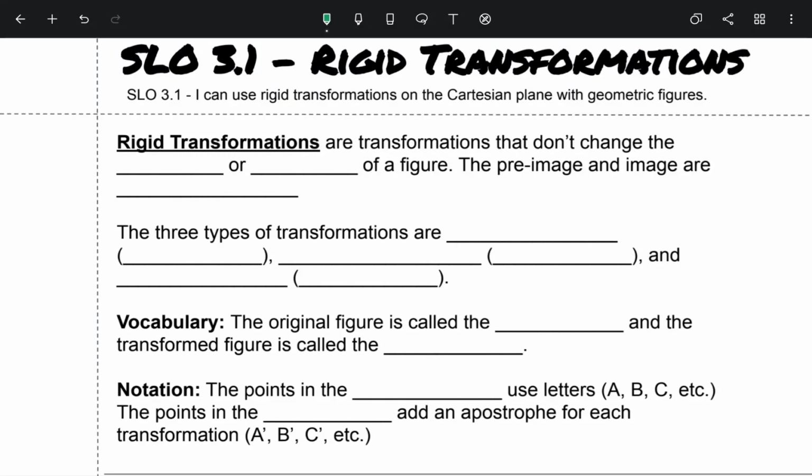This is Miss Goodwin, and today we are going to be covering Objective 3.1, Rigid Transformation. The objective is that you can use rigid transformations on the Cartesian plane with geometric figures. So first let's talk about some vocabulary.